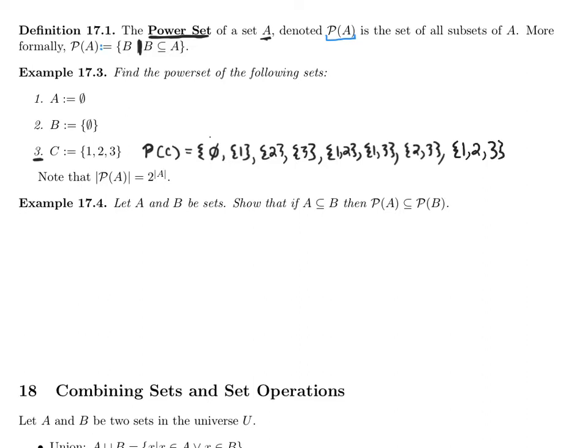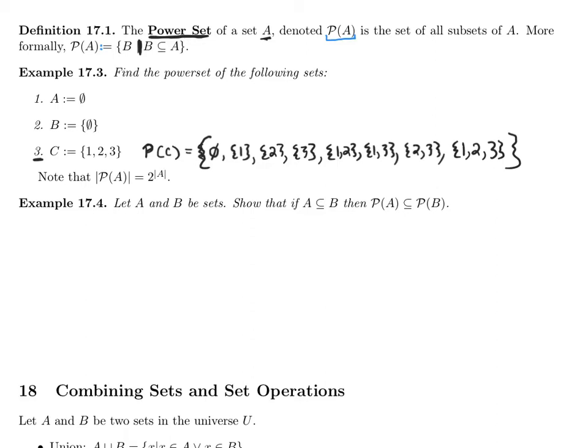So, in fact, let me make this outside bracket a little bit bigger so it looks a little clearer. So there we go. So this is the power set of C. It is all subsets of {1, 2, 3}. How many do we have? We have 1, 2, 3, 4, 5, 6, 7, 8 different subsets of C. The power set has 8 elements, and those elements are subsets of C. Okay.